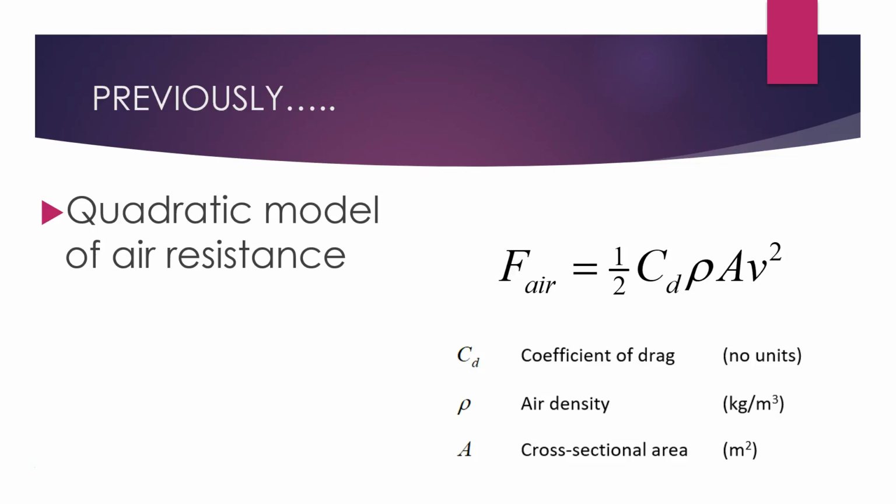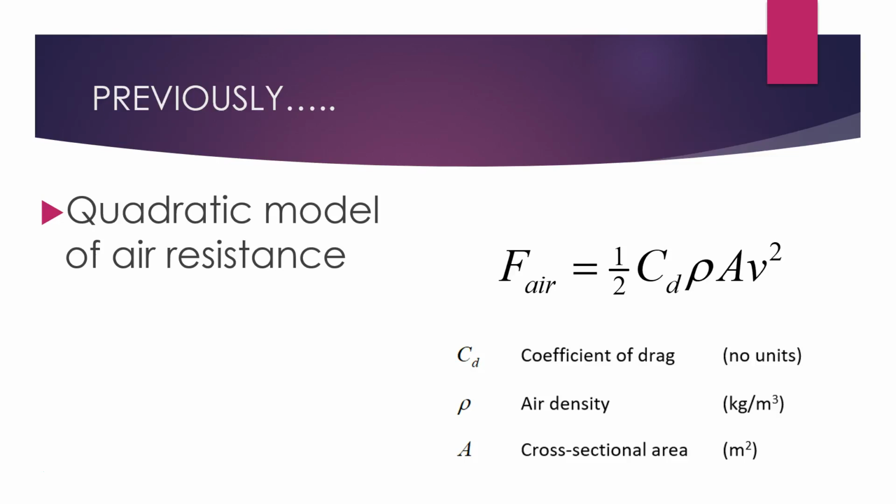So a streamlined object like a bullet or a sports car will have a low coefficient of drag number, maybe 0.3, 0.4, something like that. Whereas an object that's quite flat or square, like just a box, might have a larger coefficient of drag, maybe 1 to 2 or even higher. So the larger the coefficient of drag, the less streamlined it is and the harder it is to move through the air. So it's proportional to coefficient of drag.